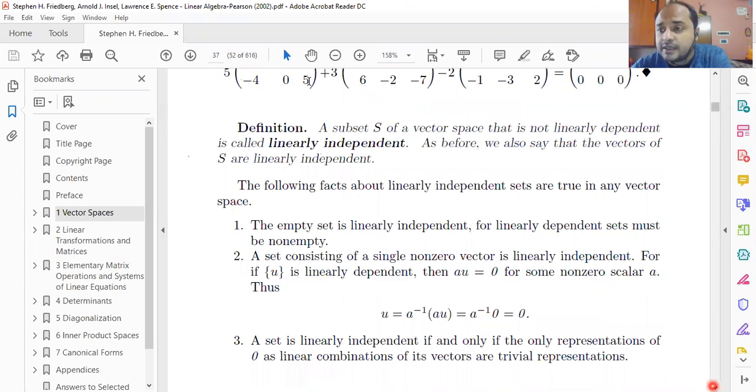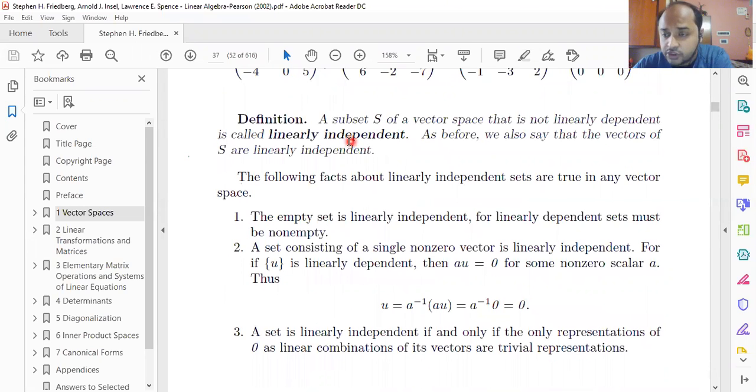And the linearly independent set is just complementary to the definition of the linearly dependent set. So they have written that a subset S of a vector space that is not linearly dependent is called a linearly independent set. So that's why I kept on saying that linear dependence and linear independence are complementary to one another. A few examples, a few special cases: in this one, they have said that the empty set is a linearly independent set.